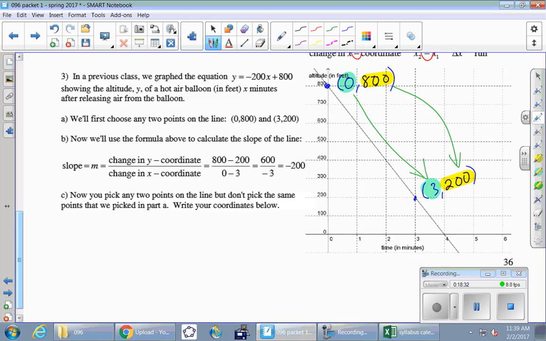Okay, so here's our calculation. 800 minus 200 is 600 on top. 0 minus 3 is negative 3 on the bottom. Altogether, that is a negative 200. Again, what is that called? That is the slope. The slope of that line right there is negative 200. So next time when we pick up, we will talk about what that slope means and what impact it might have if we pick 2 different points. Good work today. We will see you soon.